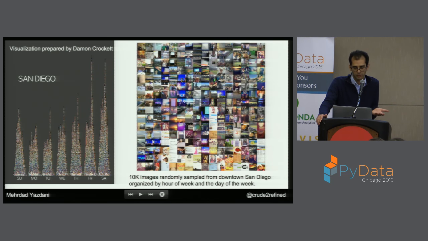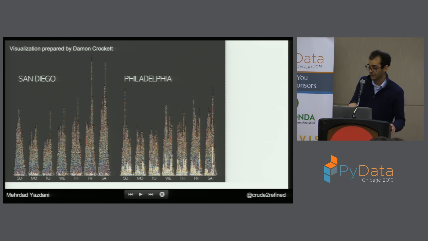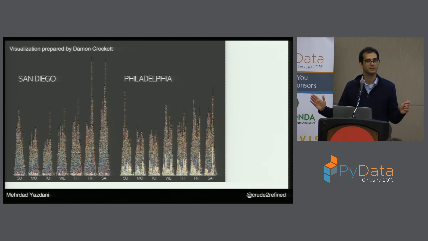Okay, so that's San Diego. But what we wanted to know was, are other cities different or are they the same? So we compared, for example, to Philadelphia, and we also have Chicago. I didn't put it here, but we can look at it later if you're interested. You can see Philadelphia has a very, very different pattern, right? Both of them are 10,000 samples. You're seeing 10,000 images from Philadelphia and 10,000 images from San Diego, and we're just organizing them by the time that they were posted, right?